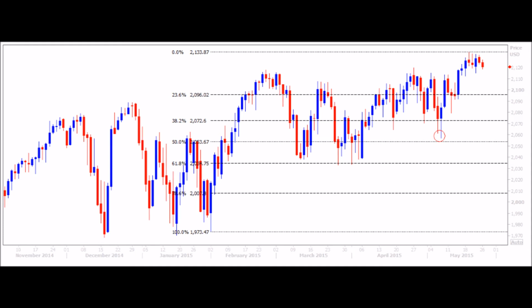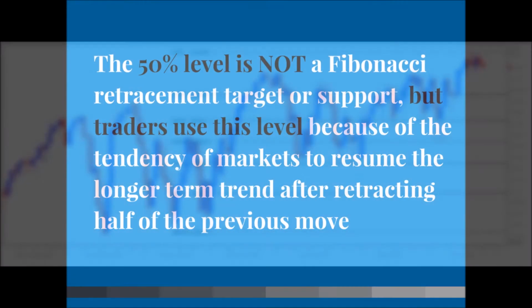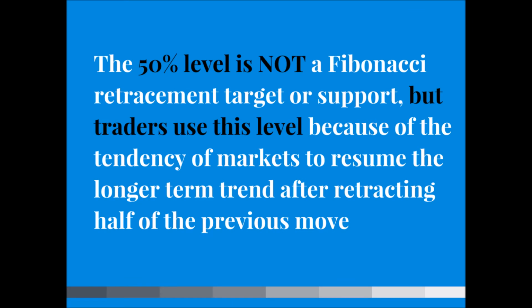You find this with technical analysis, things just often miraculously tie in when you draw all your lines and your Fibonacci's and everything else with previous price action. The 50% line is not a Fibonacci retracement target or support, but traders use this level because of the tendency of markets to resume the longer term trend after retracing half of the previous move.